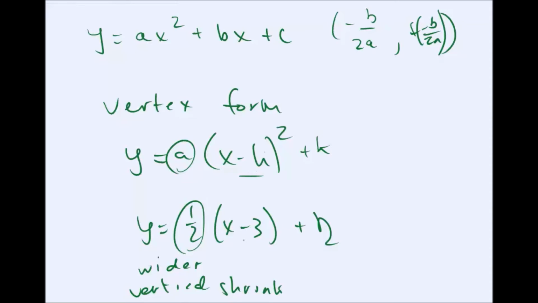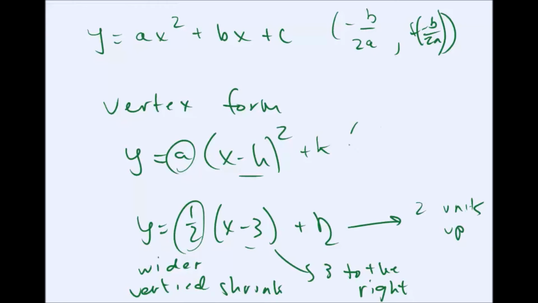Once again, the subtraction inside tells us it's going to move the graph, or the vertex, in the opposite direction. So this is going to move it 3 units to the right. And the plus 2 is going to move it up or down. And of course, that's not opposite, so it's going to move it 2 units up.